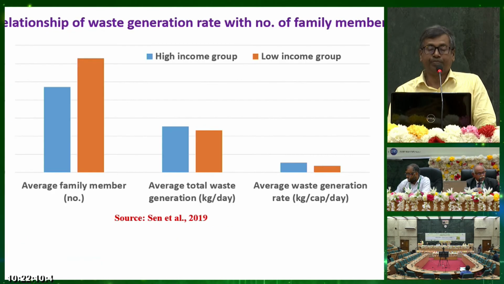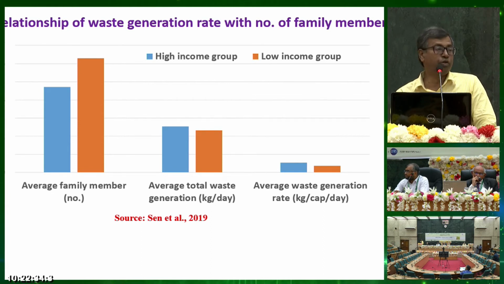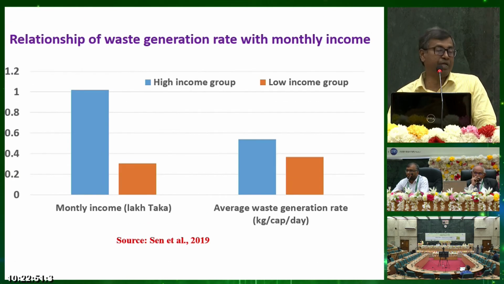And on the relation of waste generation rate with the number of family members, we show that if the number of family members is higher, then total waste generation is also higher. In the high income group, I found that total waste generation as well as waste generation rate are both higher, as they consume more food and more luxurious goods and others. In the low income group, the waste generation rate is lower, at 0.3 kg per capita per day. So in the relation of waste generation rate with monthly income, if the income is high, then the waste generation rate is also high. If the income is low, then waste generation is also low.